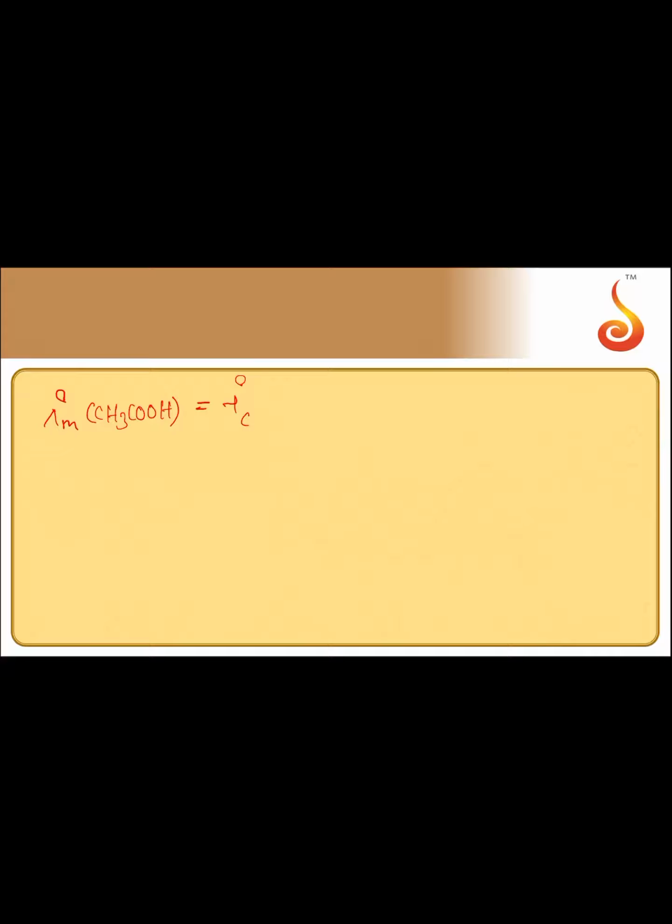lambda m naught of CH3COONa, that can be written as lambda naught of the CH3COO minus plus lambda naught of the Na plus, the ionic conductances of the CH3COO minus and Na plus. Similarly, HCl also we can consider as lambda naught of H plus plus lambda naught of the Cl minus. Minus NaCl, also we can consider lambda naught of Na plus plus lambda naught of the Cl minus. So here plus lambda naught of Na plus and minus lambda naught of Na plus we can cancel, and Cl minus also we can cancel.